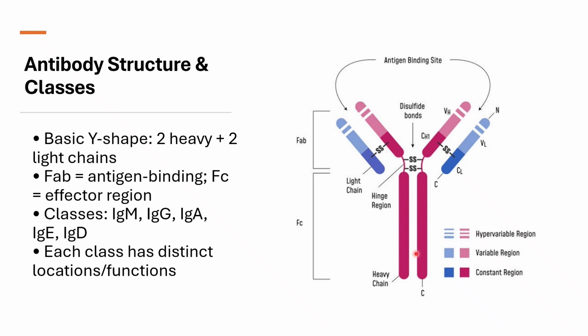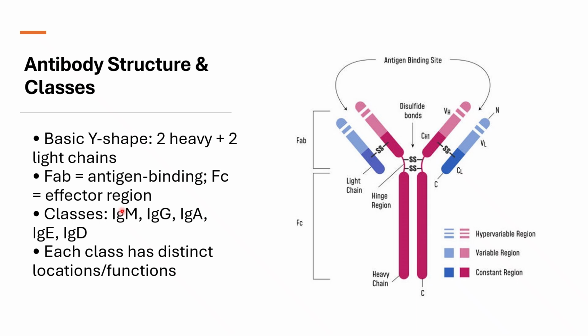Now, all antibodies fall into five major classes, and each class is designed for a different type of defense. Immunoglobulin M is the first to arrive, often forming pentamers, making it excellent for early agglutination and rapid containment of infection. Immunoglobulin G is the most abundant antibody in the blood and tissues. It provides long-term, high-affinity protection and is the only class that crosses the placenta.